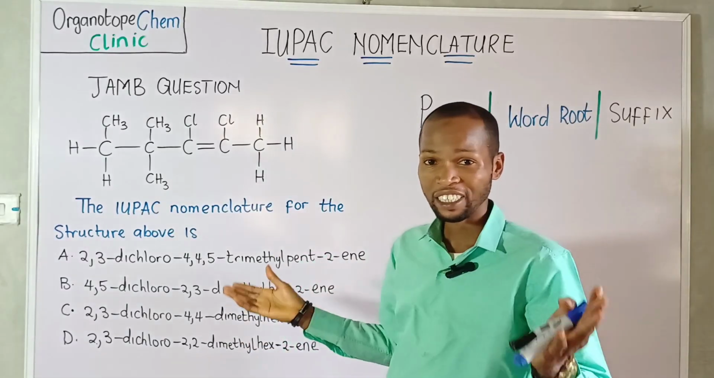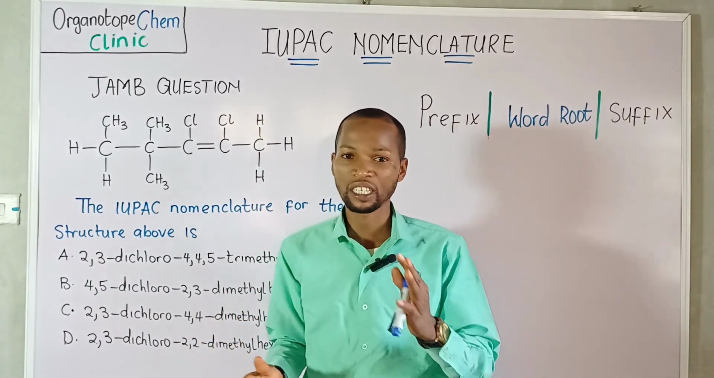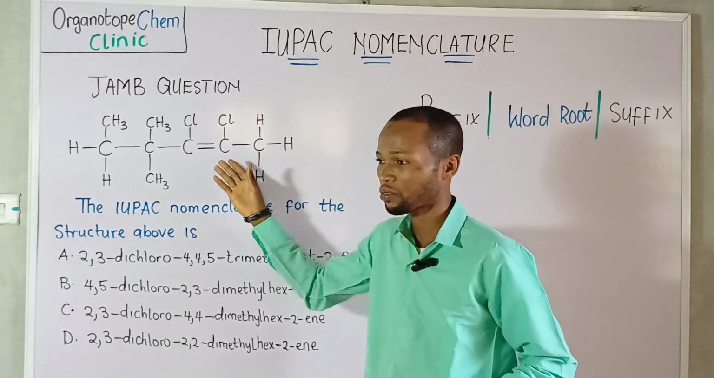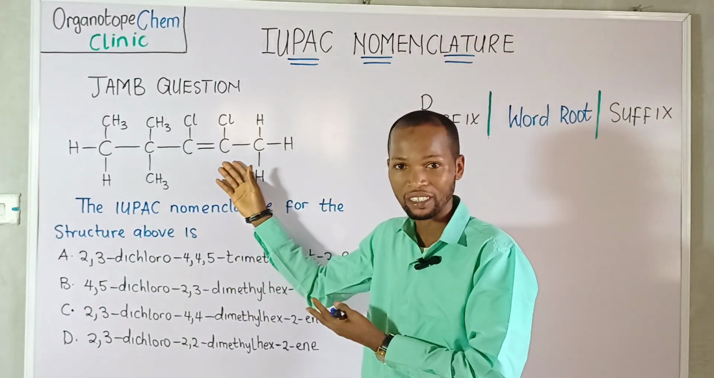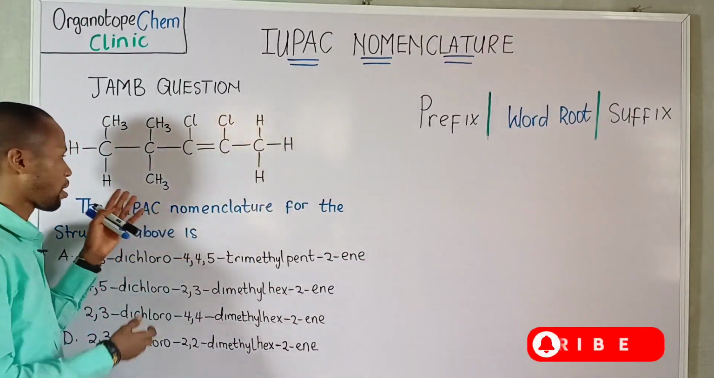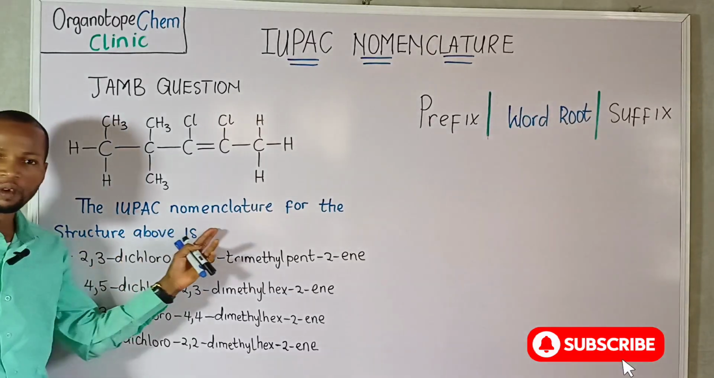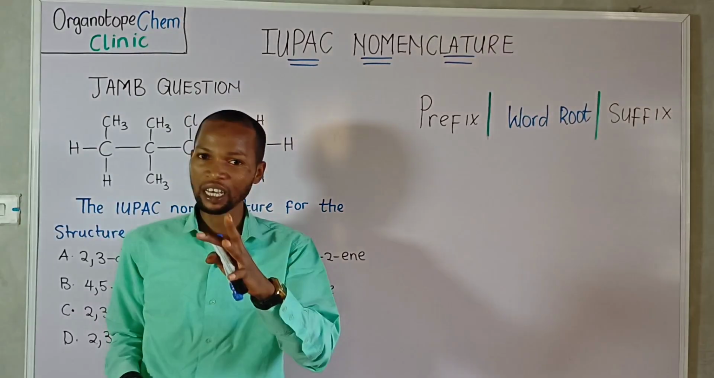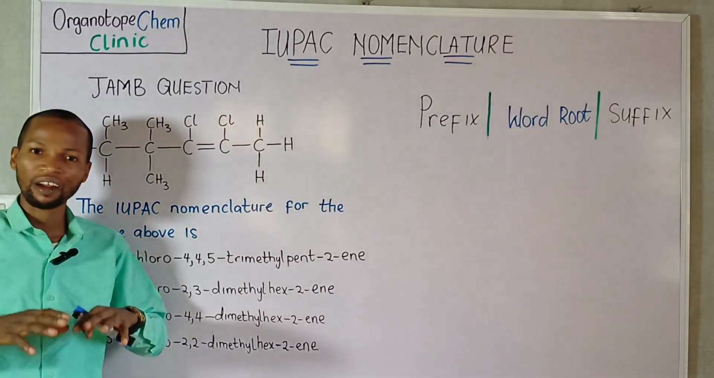Do you know that 90% of students struggle with naming organic compounds? But in this video lesson, I will reveal the secrets to naming organic compounds like this to you. Here is the JAMB question. The IUPAC nomenclature for the structure above is... Trust me, naming this kind of compound is very simple.